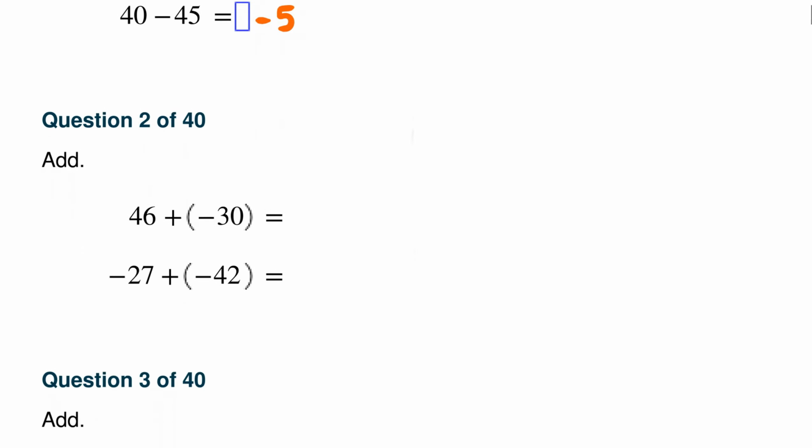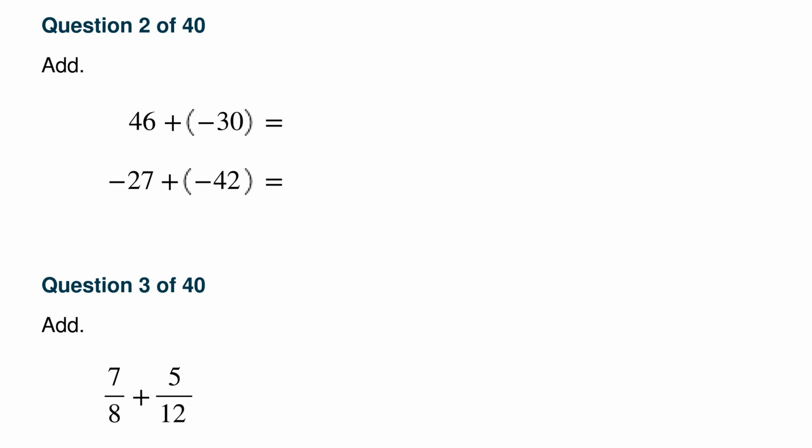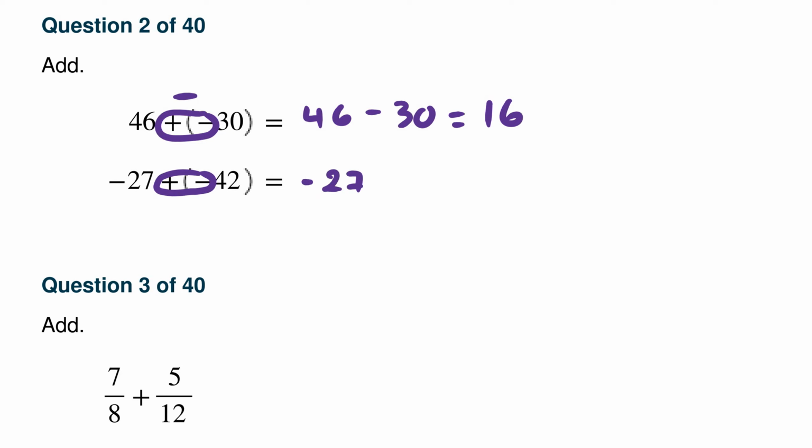Number 2, we're going to add. The idea is the same thing. Positive times negative is negative, so that will be 46 minus 30. 46 take away 30 will give you 16. Okay, and the second part, positive times negative is another negative. Negative 27 minus 42. So same signs we add, so that will give us negative 69 as the answer.